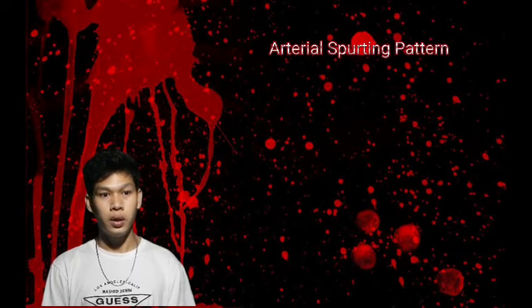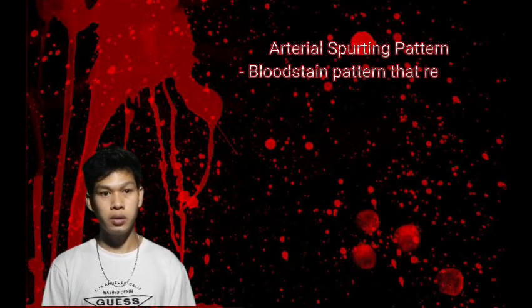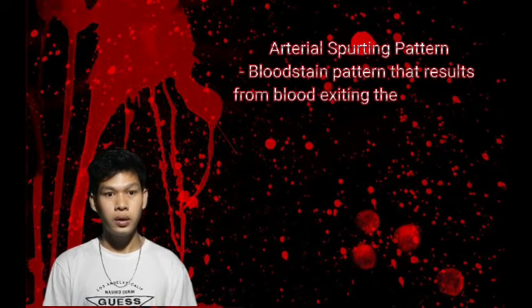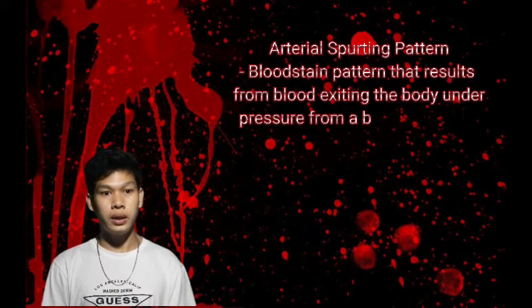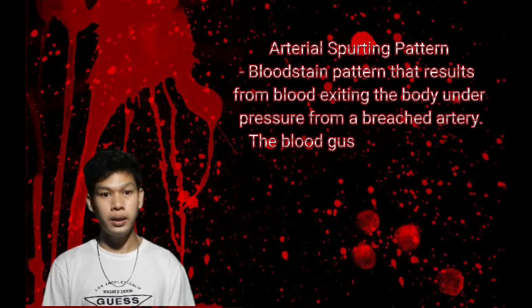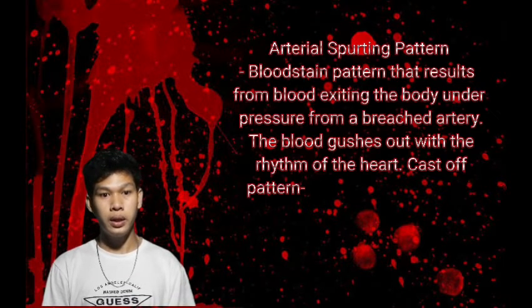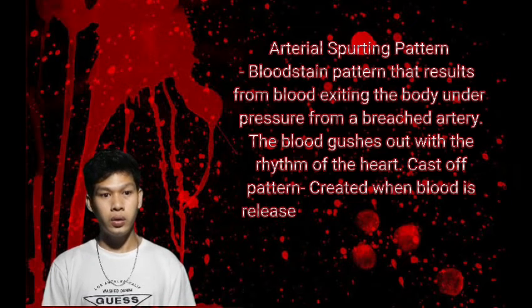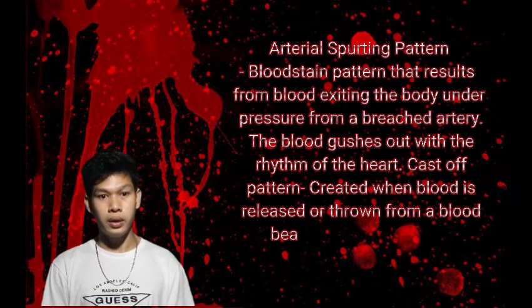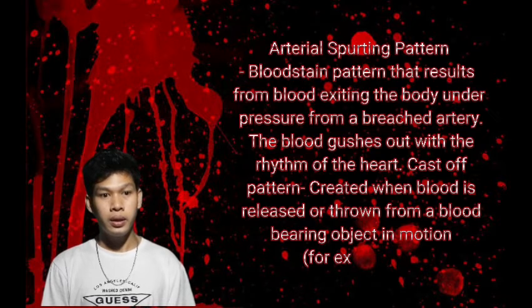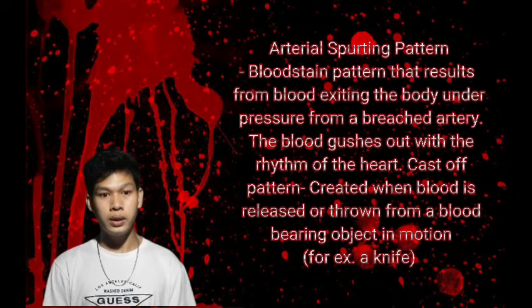Next is the arterial spurting. What is arterial gush blood spatter? It is a blood stain pattern that results from blood exiting the body under pressure from a breached artery. The blood gushes out with the rhythm of the heart. Cast-off patterns are created when blood is released or thrown from a blood-bearing object in motion, for example, a knife.